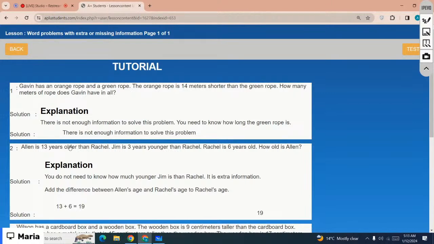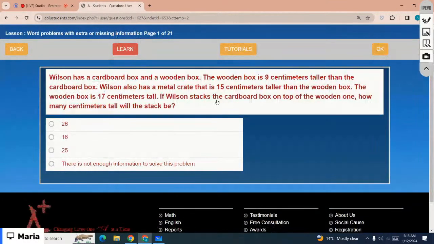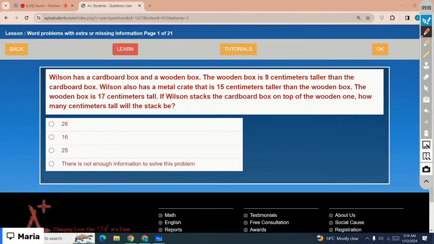So let's just start with the test questions. Okay. Wilson has a cardboard box and a wooden box. The wooden box is 9 centimeters taller than the cardboard box. Wilson also has a metal crate that is 15 centimeters taller than the wooden box. The wooden box is 17 centimeters tall. If Wilson stacks the cardboard box on top of the wooden one, how many centimeters tall will the stack be?